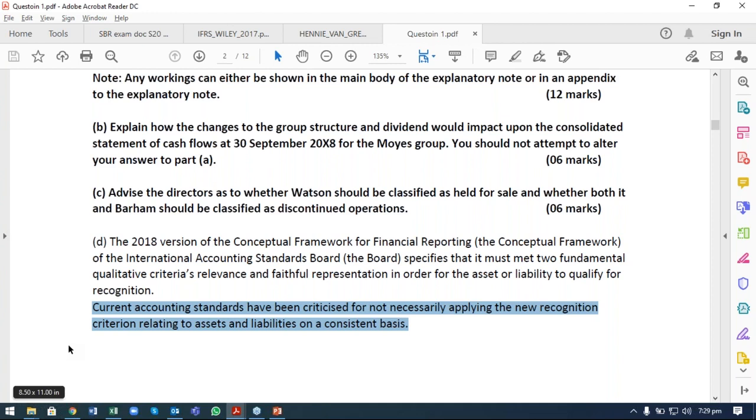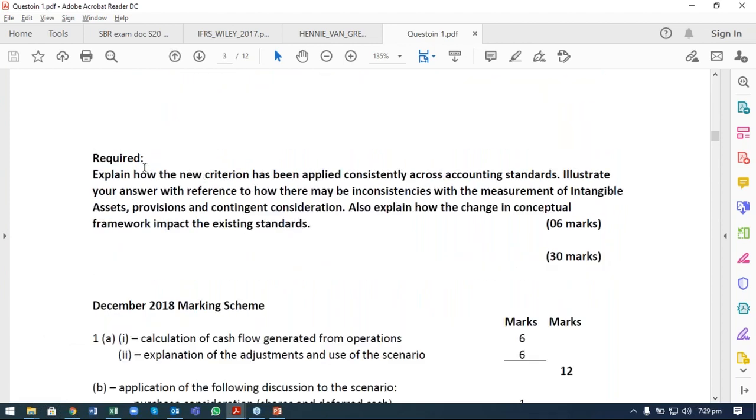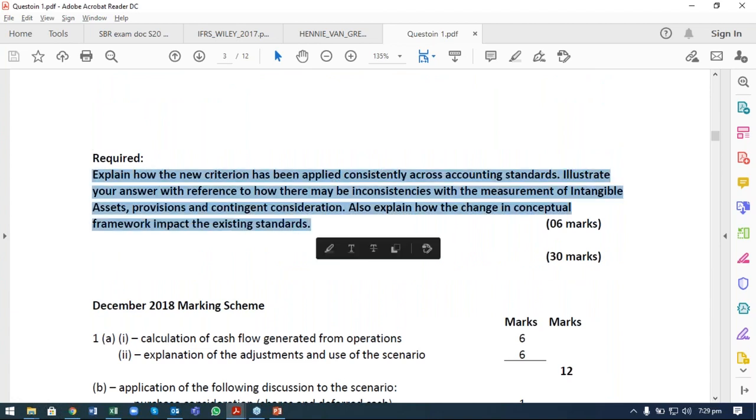The standards are keeping the same recognition criteria going forward, and the criteria within the standards have not been changed, as the conceptual framework has been changed. So what you need to do in this case is explain how the new criterion has been applied consistently across accounting standards. You have to explain how the changed criteria were consistently applied across accounting standards.